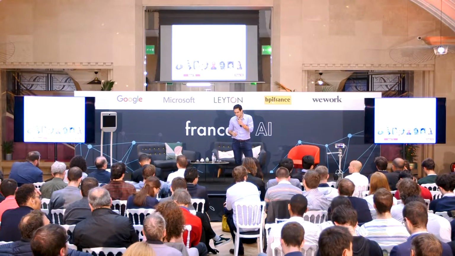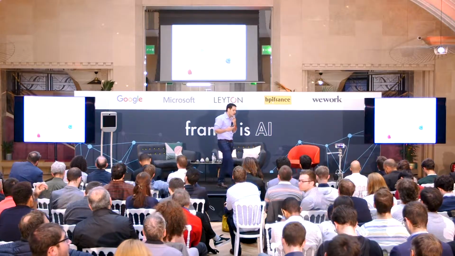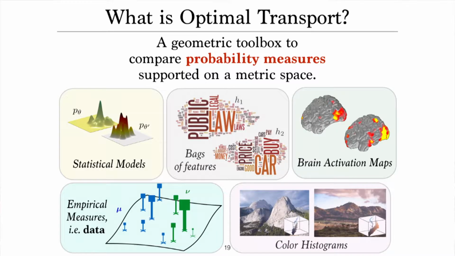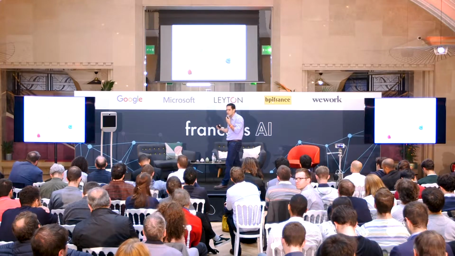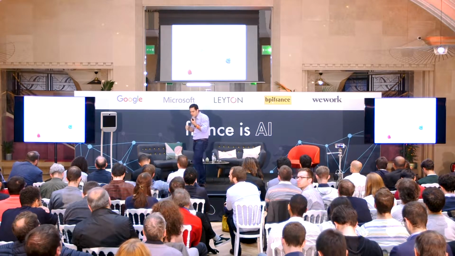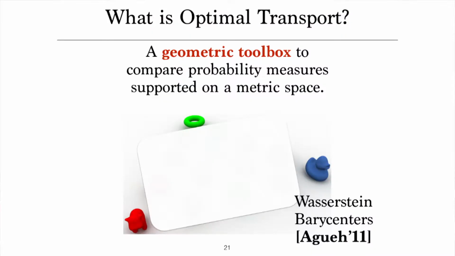So let me just tell briefly that optimal transport theory is a very dense, very profound mathematical theory. And just recently, we have been able to use it computationally at scale. So we have been playing a bit with it with colleagues. And what it gives us is a geometric toolbox to play with probability distributions. Probability distribution sounds very abstract.